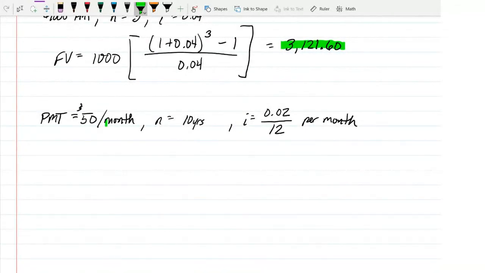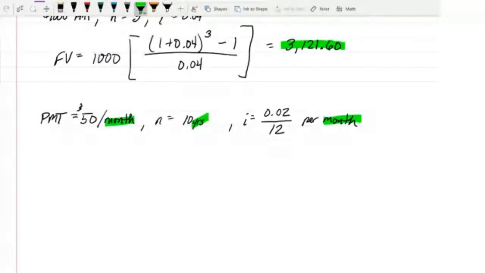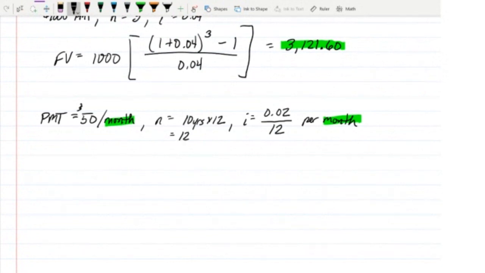Let's double check here. Month, month, not month. Okay. So N needs to be measured in months here. And you're probably already thinking, Professor, I know how to do that. I can turn a number of years into a number of months. So let's do that. Month, month, month. They all have to match. Now that they all match, I can go to the formula.